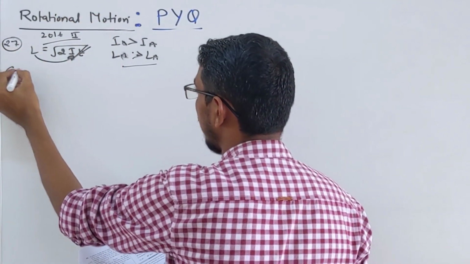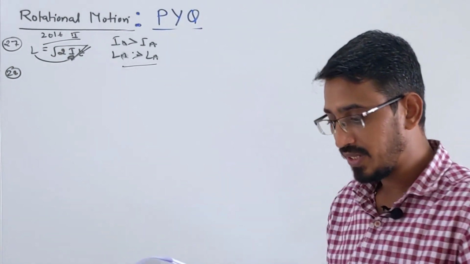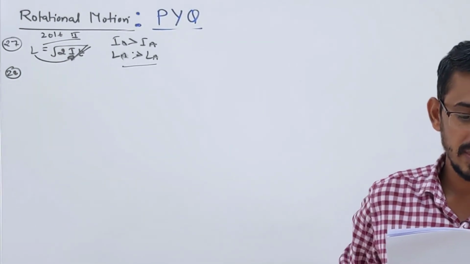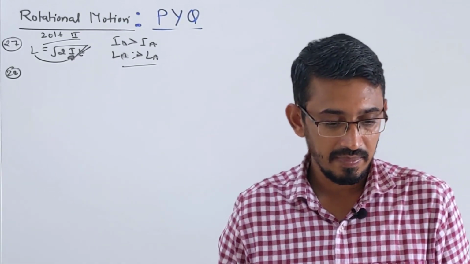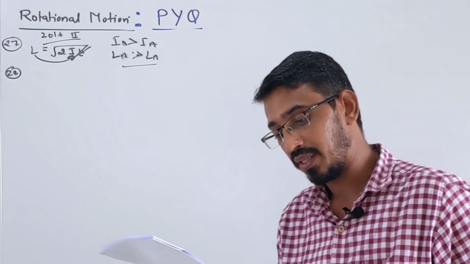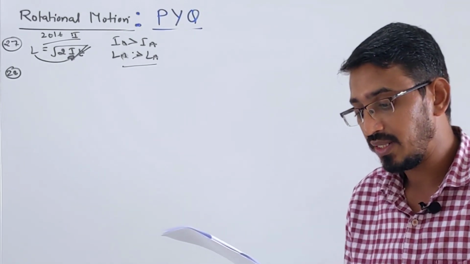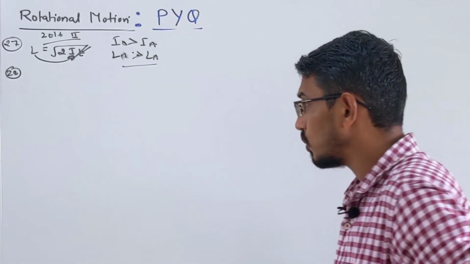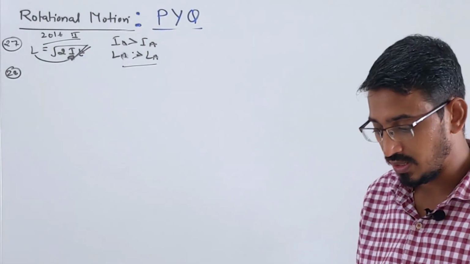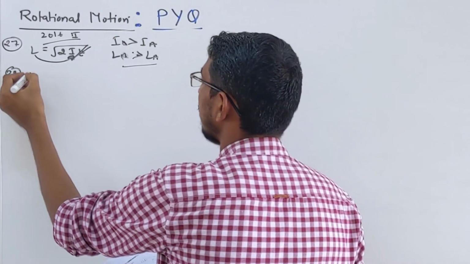So question 28 says that a solid sphere of mass m and radius r is rotating about a diameter, and a solid cylinder of the same mass and same radius is also rotating about its geometrical axis with angular speed twice that of the sphere. The ratio of their kinetic energy of rotation will be what? So we need the rotational kinetic energy of two things, one solid sphere and one solid cylinder. Let's write kinetic energy directly.